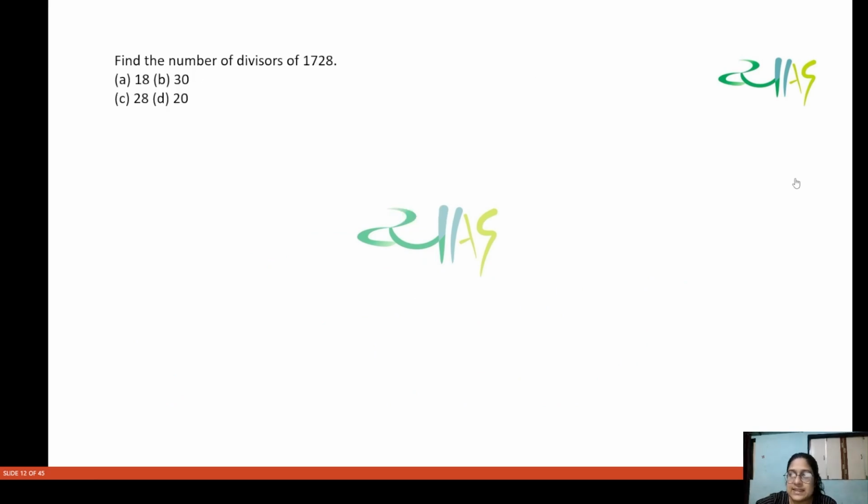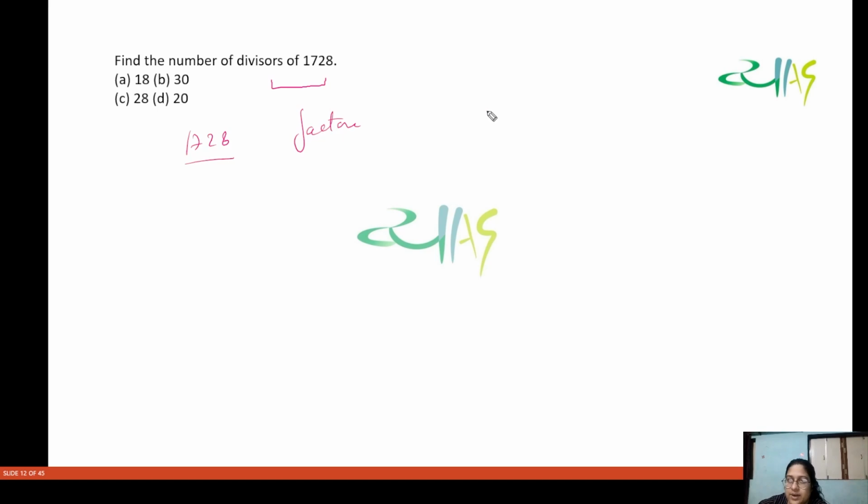Now see, this question is asking, find the number of divisors of 1728. When it says find the number of divisors of 1728, then you obviously know it is asking about the number of factors of 1728. So let's just find it out.